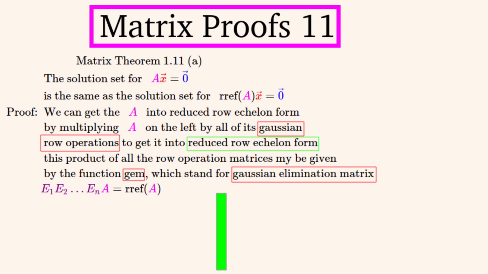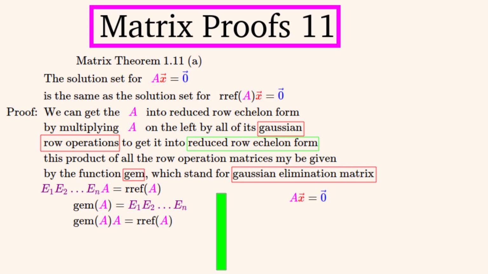When matrix A is multiplied on the left by all of these row operation matrices, we'll get the reduced row echelon form of A given by this function. We can set this function GEM to be equal to the product of all of these row operation matrices. I've already defined this function in a past theorem, theorem 1.9. So when we multiply A on the left by this matrix, we get the reduced row echelon form of A. We'll use this function to prove this theorem.